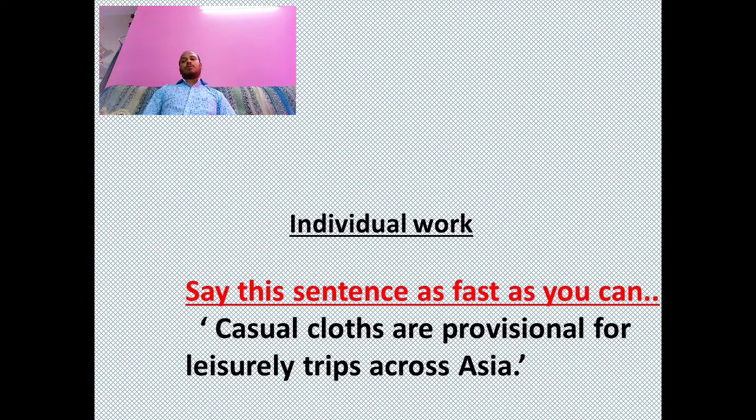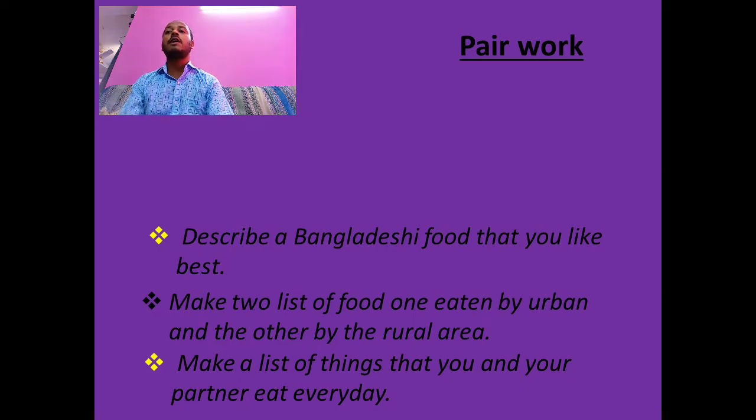So now, individual work. I want to know about your reading skill. So say this sentence as fast as you can. You can check it from my point of view. Casual clothes are provisional for leisurely trips across Asia. So you can check and practice it for yourself, and check how fluent you are in reading in your textbook.